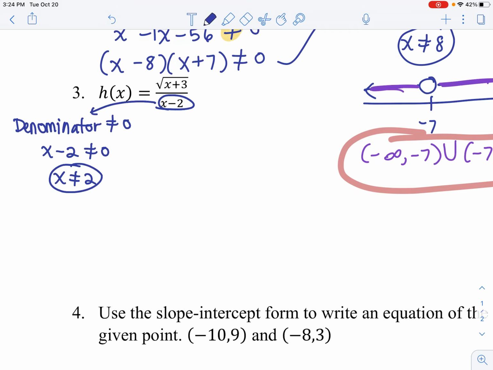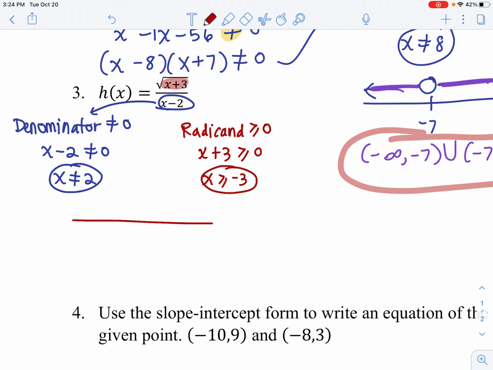Now the second part, remember the radicand. Our radicand right here must be greater than or equal to 0, right? Because we can't have a negative number under the square root. So x plus 3 must be greater than or equal to 0. I'm going to subtract 3 from both sides and get x is greater than or equal to negative 3. Let me graph them both. What's the smaller number? Negative 3 goes on the left. 2 is bigger, so 2 goes on the right.